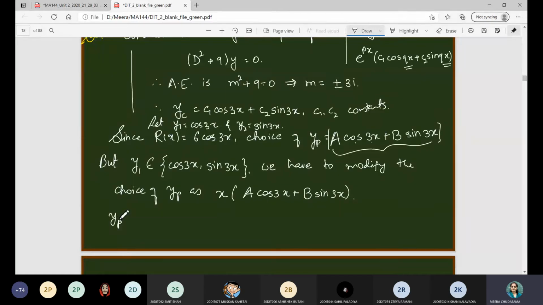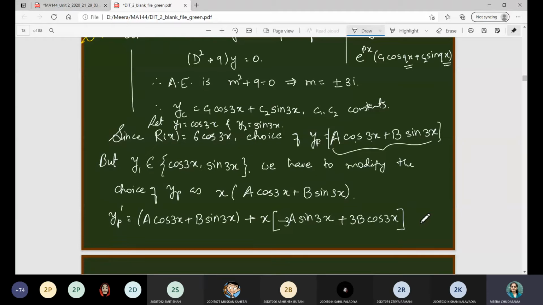So yp dash will be what? First the derivative of x with the bracket as it is, so a cos 3x plus b sin 3x, plus x as it is into the derivative of this one. Cosine derivative is minus sine, so minus 3a sin 3x, plus similarly 3b cos 3x as the derivative of sine 3x.